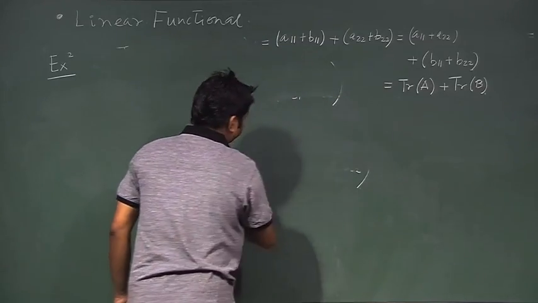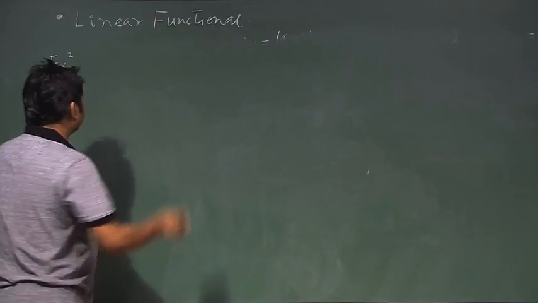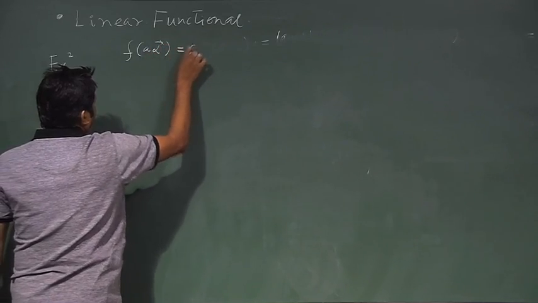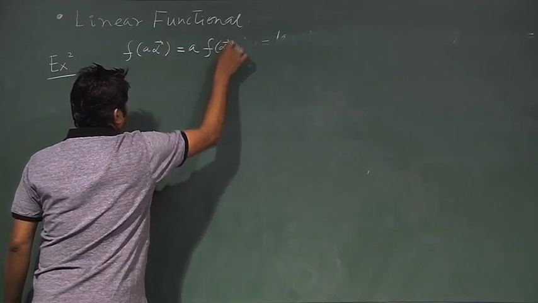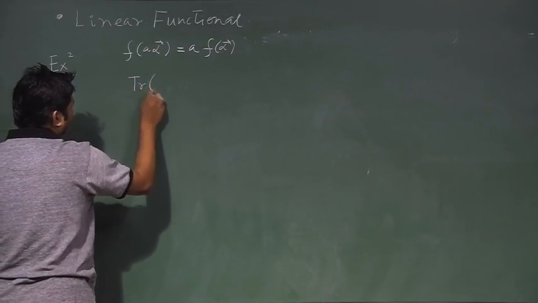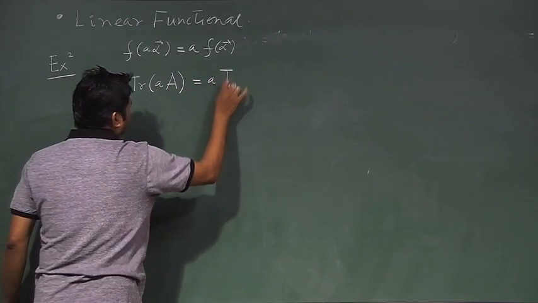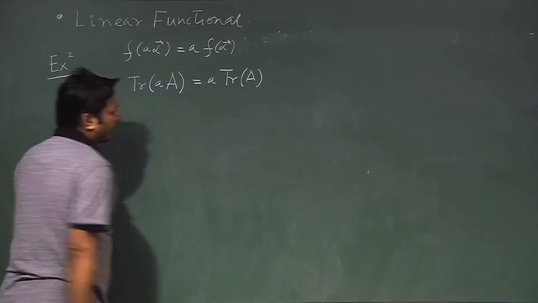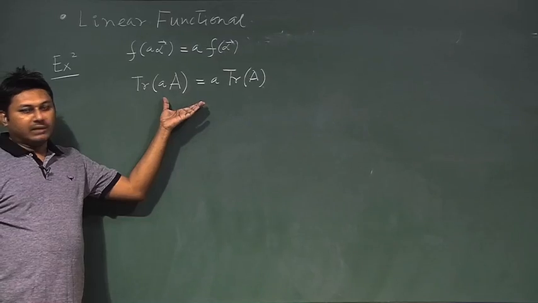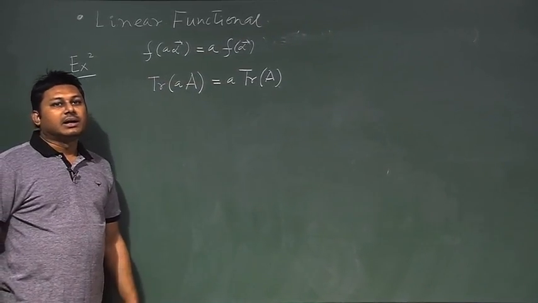Now, what about rule 2? Just to recall, rule 2 says that if I operate over a scalar multiple of a vector, it will be the scalar times the function. If I try to do the same thing here, trace of some scalar alpha multiplied with A is nothing but alpha times trace of A. I am not doing it meticulously, I suggest you do it and check whether this is valid or not. I believe it is going to be valid, and if it is, then we will have another example of a linear functional.